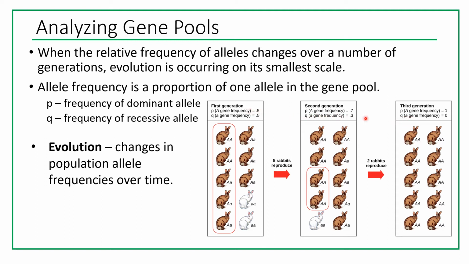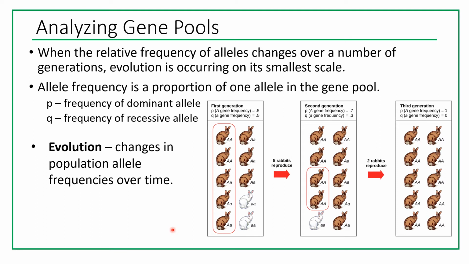So what's going on over here? Frequencies of alleles are changing over time, right? So when the relative frequency of alleles changes over a time of generations, evolution is occurring on its smallest scale, right?